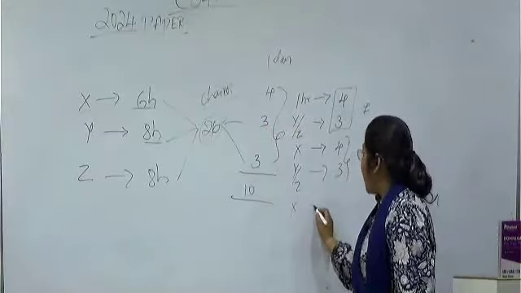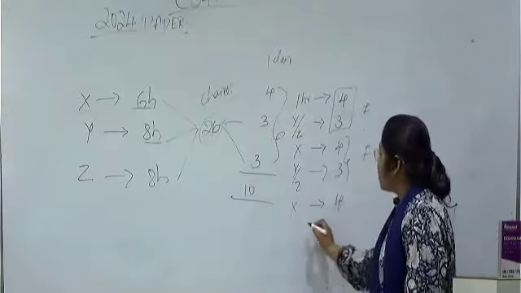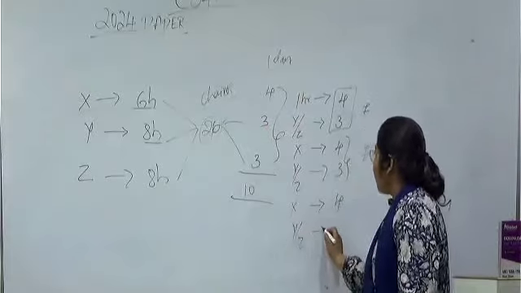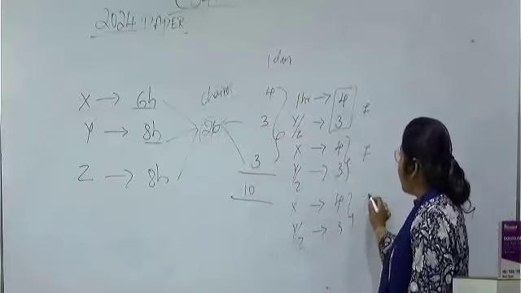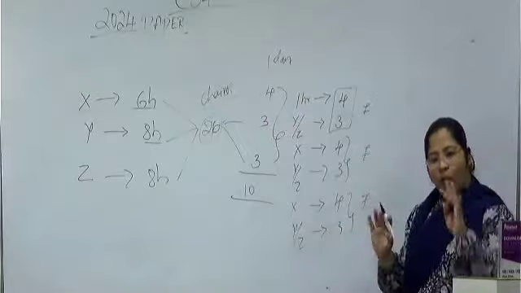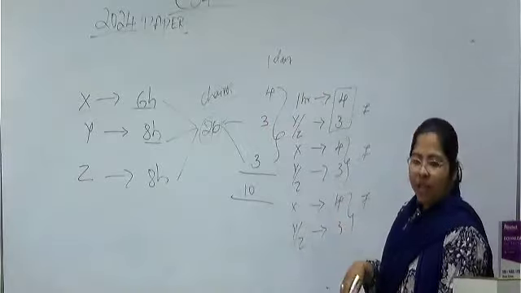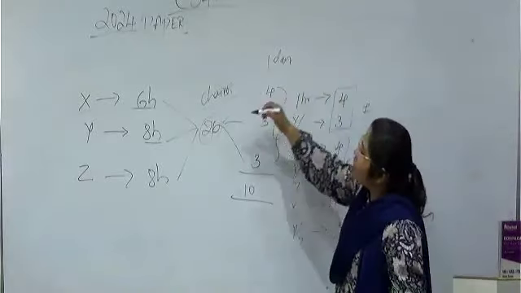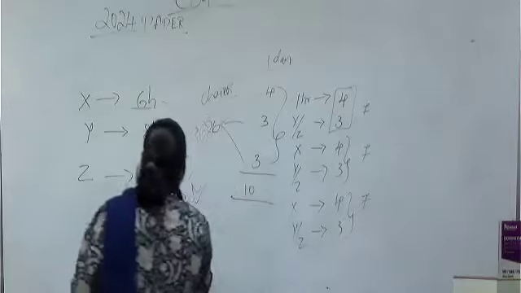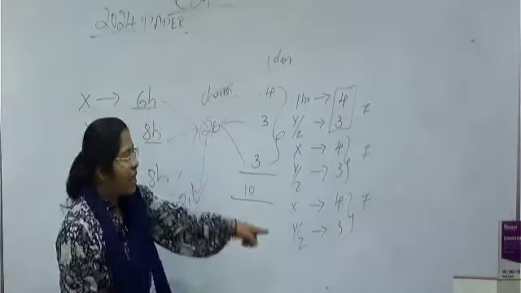Then again X will come, how many chairs? 4 chairs. Then again Y and Z will come, how many chairs? 3 chairs. Then again 7 over. Now 21 chairs over. How many chairs are left to manufacture? 21 chairs are complete. Now 3 chairs are left. Now again, next who will come?